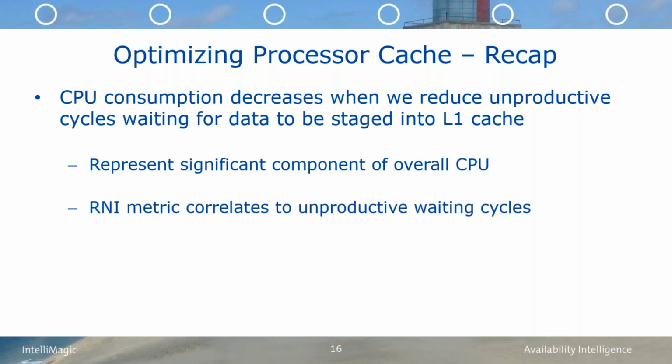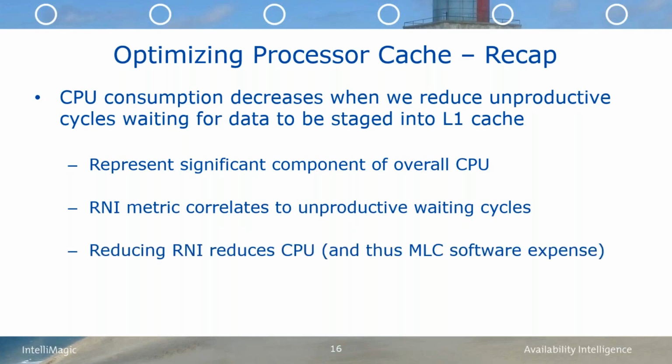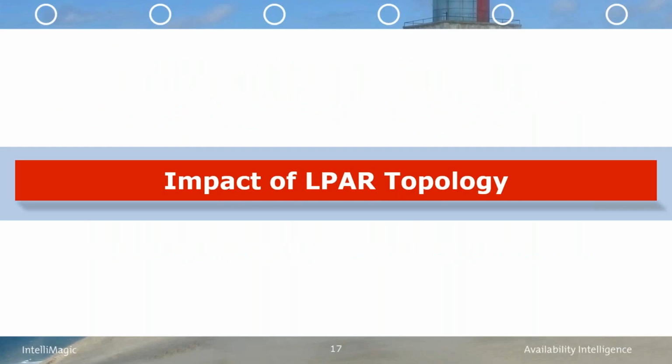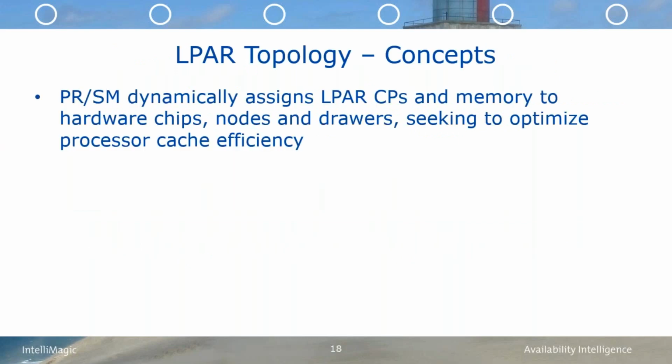Fortunately, our mainframe world is very metric rich. We have access to the RNI metric that correlates to those unproductive waiting cycles. Reducing RNI reduces CPU and thus MLC software expense. And optimizing processor cache can have a particularly big payoff on Z13 processors, which are more dependent than ever before on effective cache utilization. So now we'll turn our attention to the significant impact LPAR topology can have on RNI.